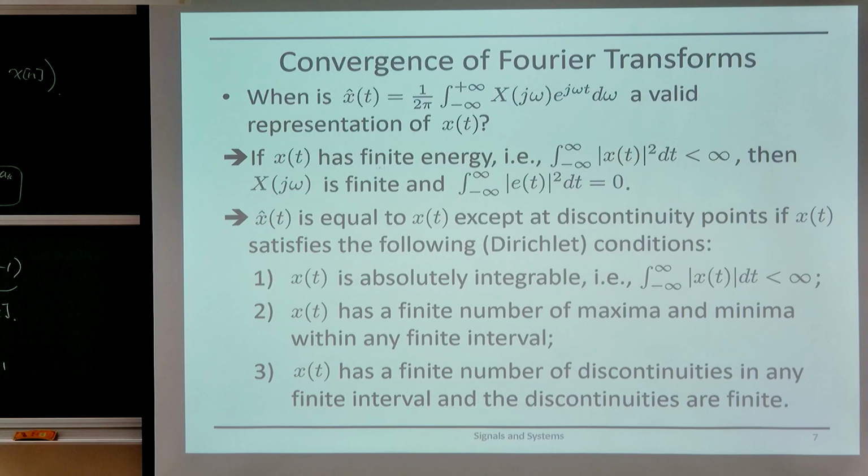So first for L2, you need finite energy. So for this almost everywhere convergence, you need absolutely integrable, finite maxima and minima over any finite interval, and a finite number of discontinuities. So you can see that all of these conditions sort of are inherited from the periodic case.